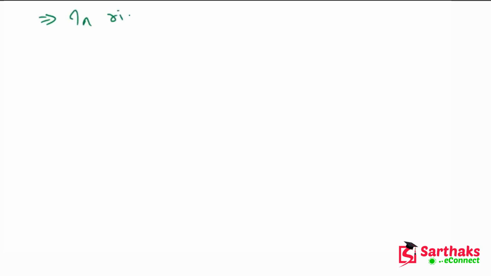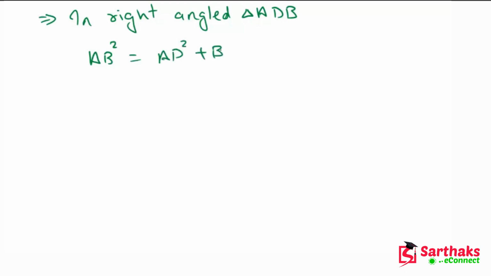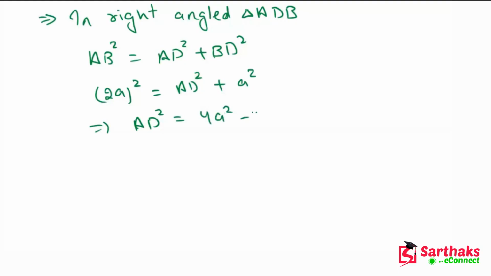Now in right angle triangle ADB, we have AB square is equal to AD square plus BD square. Now we have AB is twice of a, so 4a square is equal to AD square plus, and we know BD is a, so a square. So we have AD square is equal to 4a square minus a square, and we get 3a square.